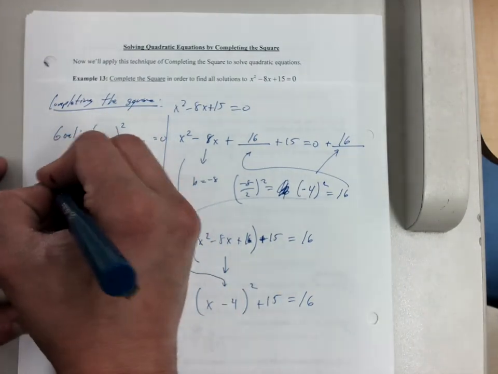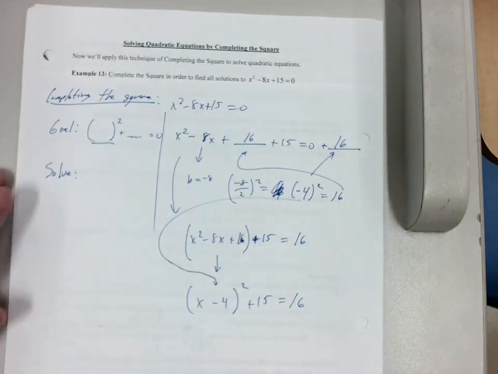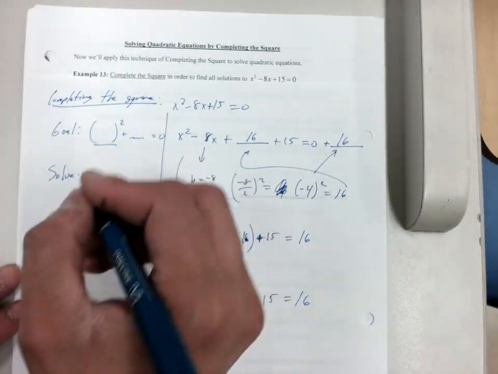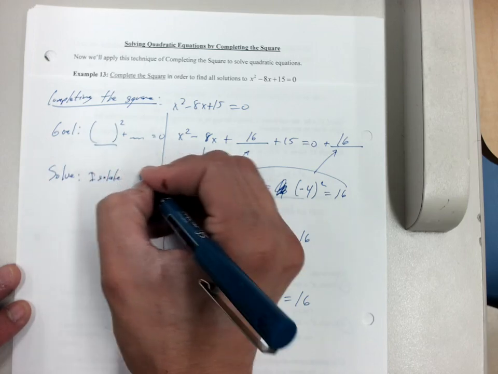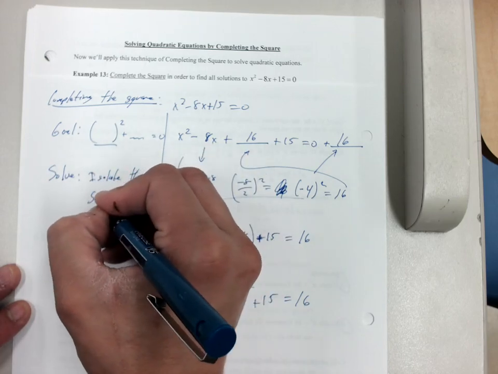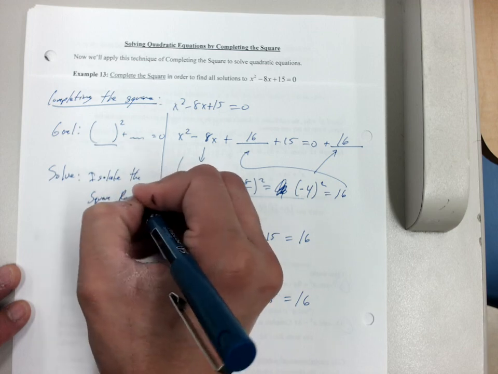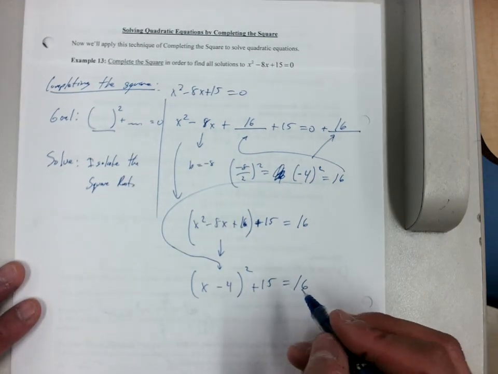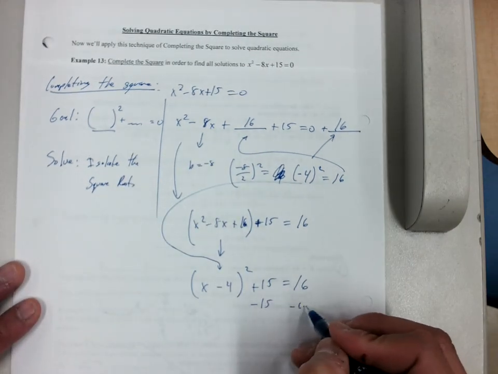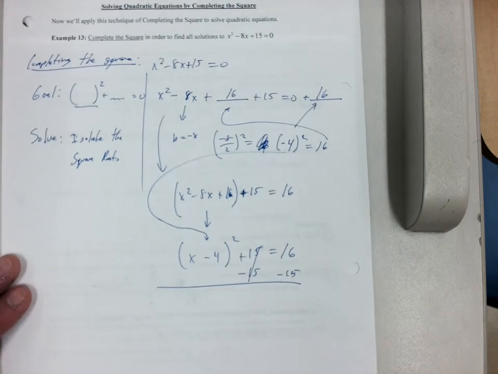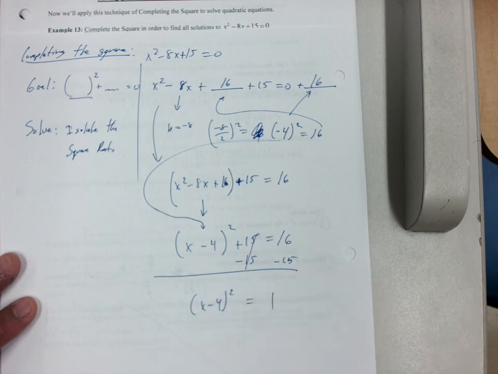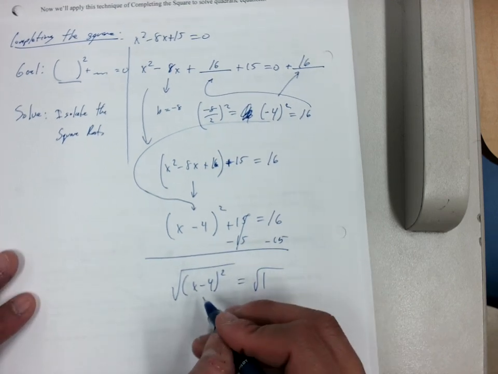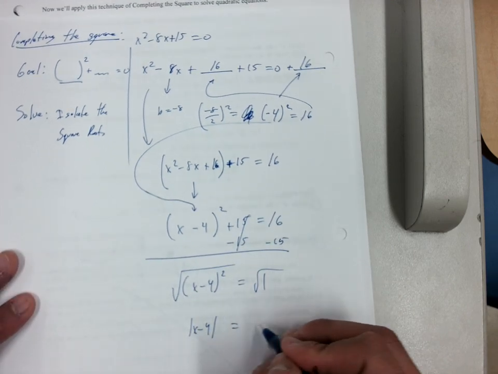Now I'm going to solve. Okay, so how do I do that? This is like solving this for perfect squares. I want to isolate the square root. How do I do that? Well, I first subtract 15 from both sides. Okay? So then it gives me x minus 4, the quantity squared, equals 1. Take the square root of both sides. That gives me x minus 4, absolute value, equals 1.